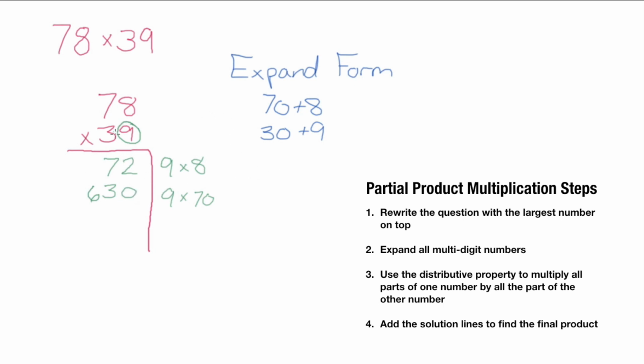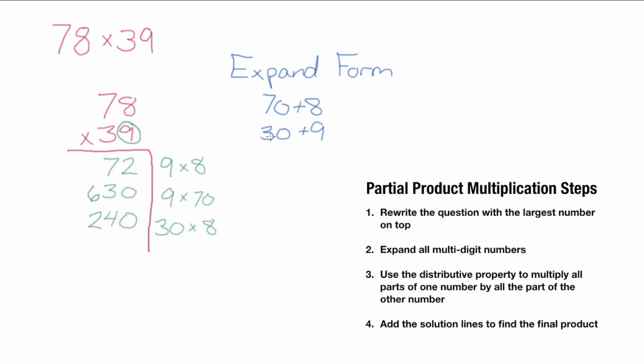Now I continue multiplying 30 by 8. Again, look over in the expanded form. We're multiplying 30 by 8. So 3 times 8 is 24. Since 30 is in the tens place, we need to add a 0, and we get 240.